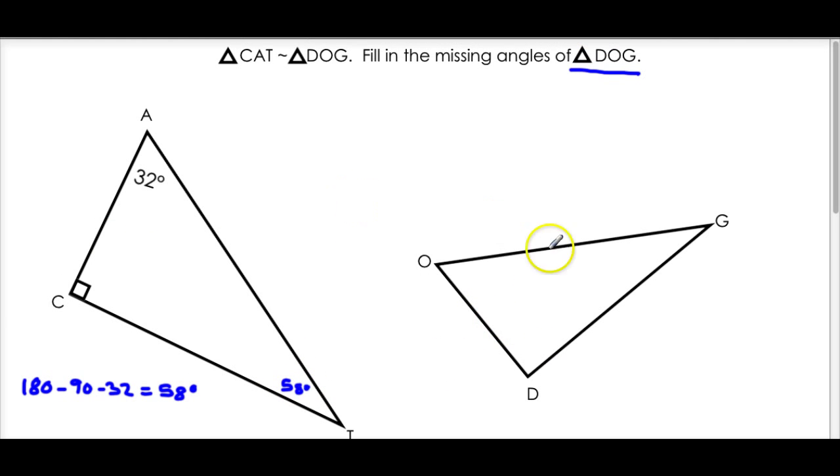Now, to figure out what the angles in DOG are, we just have to remember that these are in order, right? So angle C is congruent to angle D. So since C is 90, we know D is also 90 degrees. And we'll just put the right angle there. Second, we know A is going to be congruent to O. So this is also going to be 32 degrees. And finally, T is going to be congruent to G. All right, our T guy over here is going to be congruent to G. And so this will also be 58.